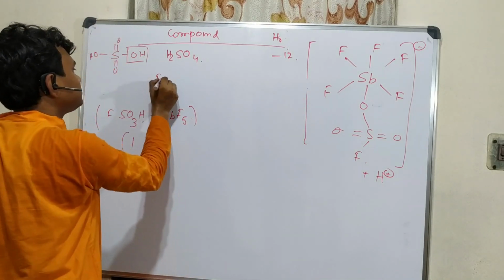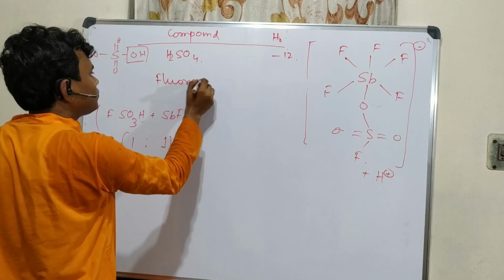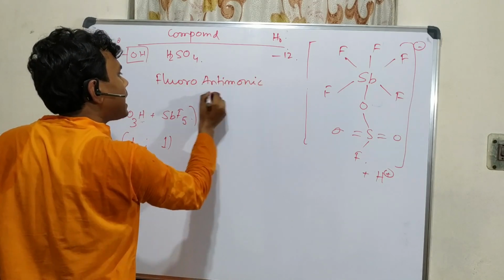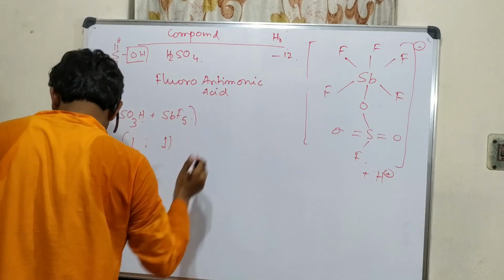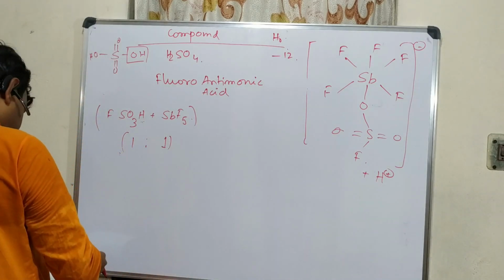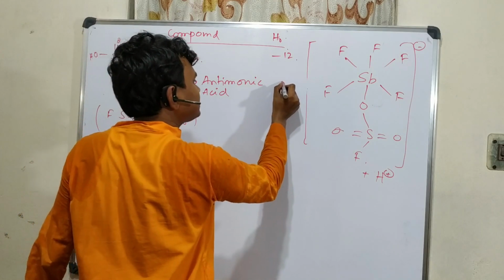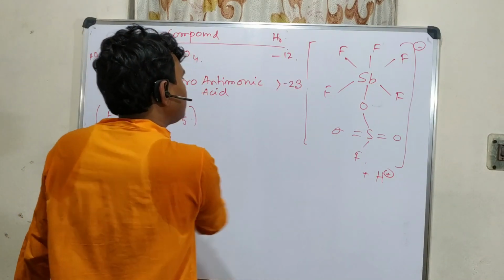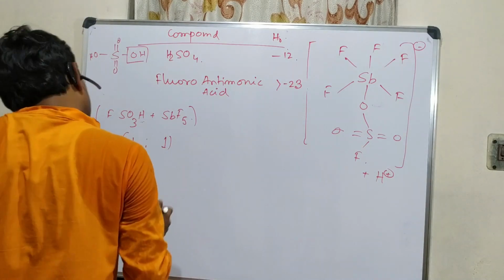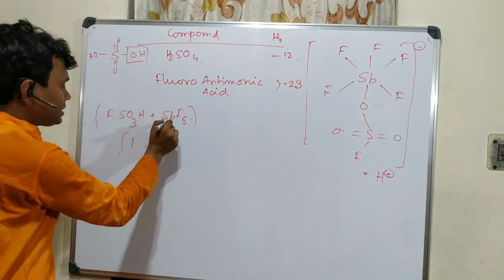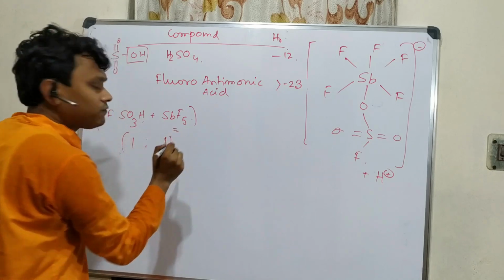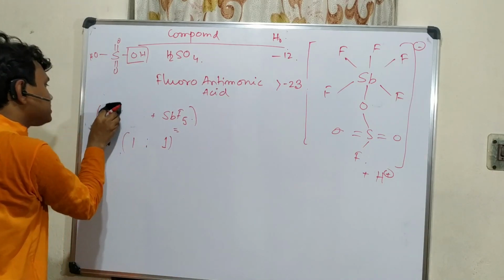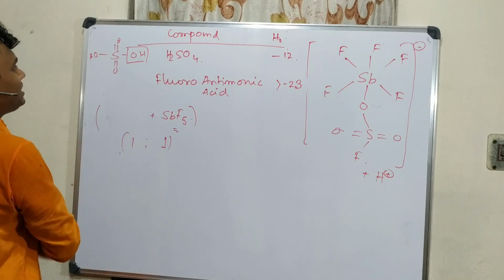Fluoroantimonic acid. Its Hammett acidity function is slightly greater than this, that is, more than -3. Okay, so what is this? And it could also be a different ratio. Actually, its counterpart is SbF5, and this part you can consider a derivatization.